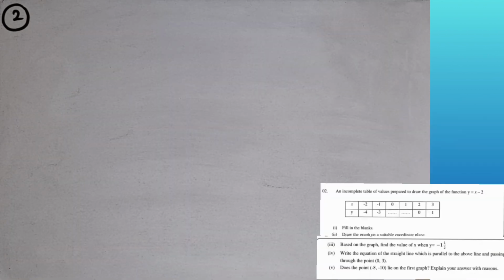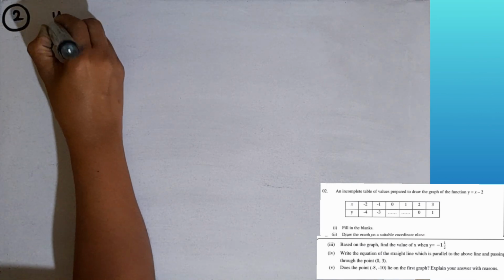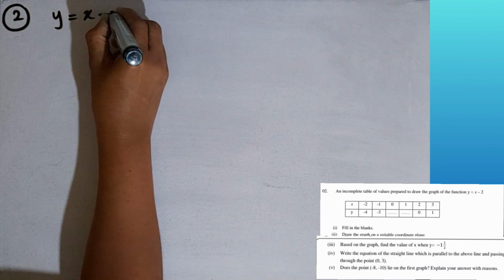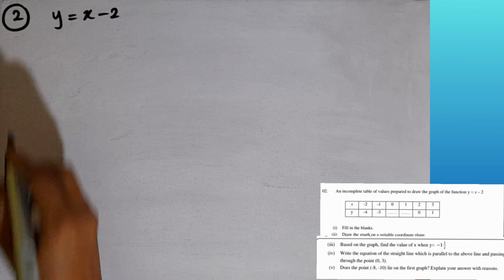Question number 2. An incomplete table of values prepared to draw the graph of the function y equals x minus 2 is given like this. First one, fill in the blanks. In the table, 2 blanks are there. So, we have to fill the blanks.